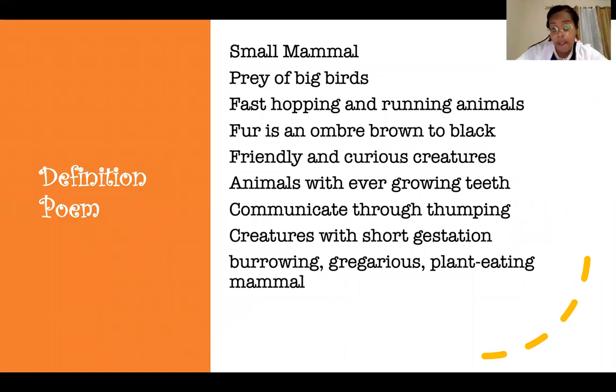So the definition of a rabbit, small mammal, prey for big birds, fast hopping and running animals. Fur is an ombre brown to black, friendly and curious creatures, animals with ever-growing teeth. And I thought that was really cool because their teeth don't fall out. They don't have baby teeth and adult teeth stages like most mammals do. They have teeth that just continually grow. When they eat a lot, it just chips away at their teeth. So they just continually come down and come down.